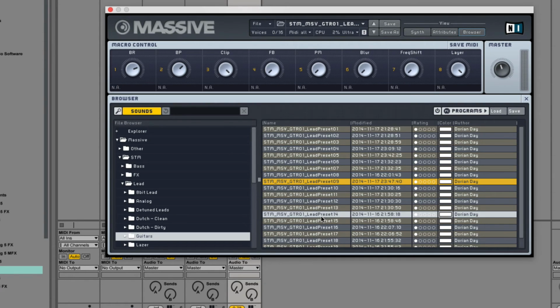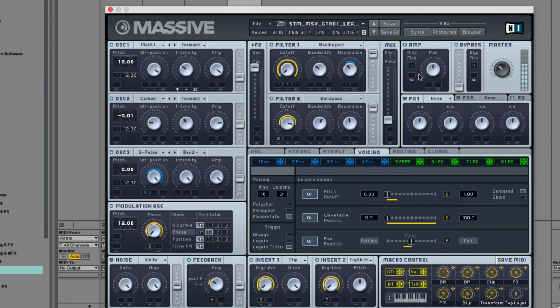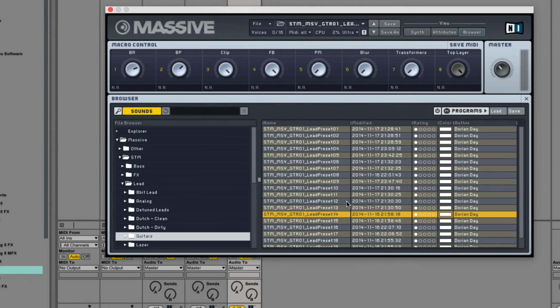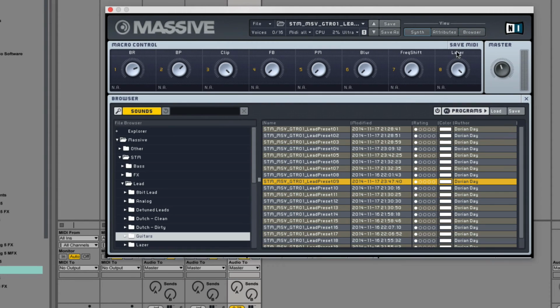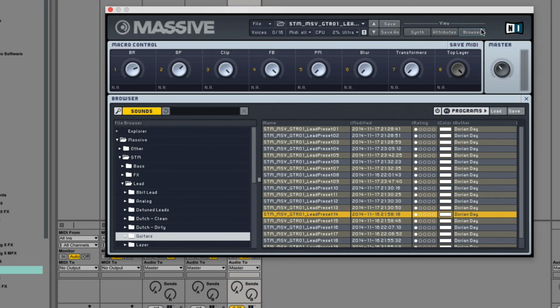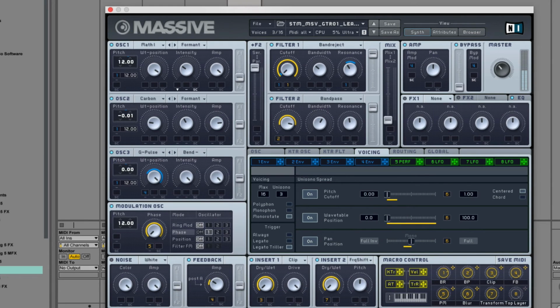Okay, 14. First oscillator is Math 1. The second oscillator is Carbon, and the third is G-Pulse. I'm pretty sure that this is a variation of the last batch, so let's go to 9. So this is pretty much the last patch with different oscillator settings.